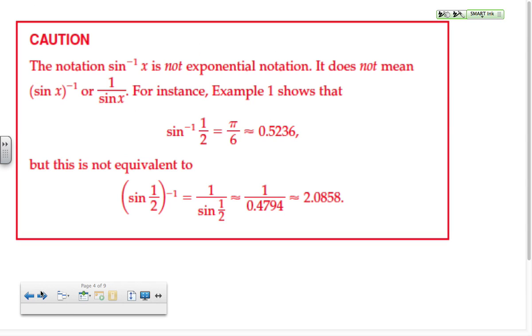One thing we need to be aware of is that the notation sine negative 1 of x is not exponential notation. This does not mean sine of x to the negative 1, or 1 over sine x. That is not the same thing. An inverse function is different than exponential notation. Please make sure that you're not using this as exponential notation.